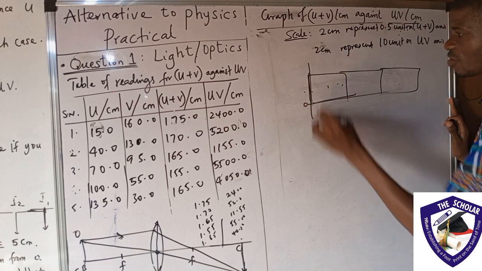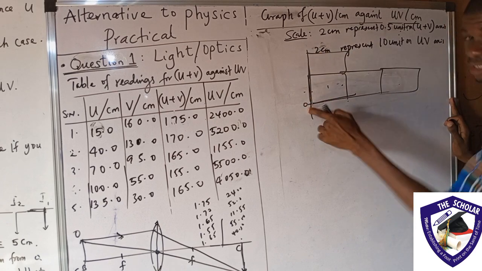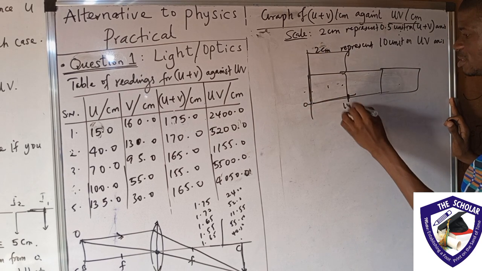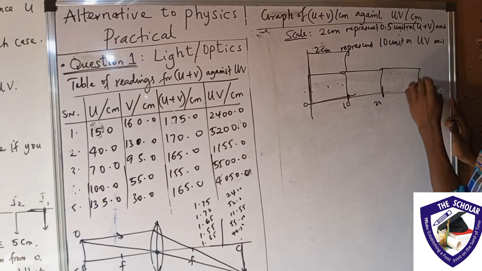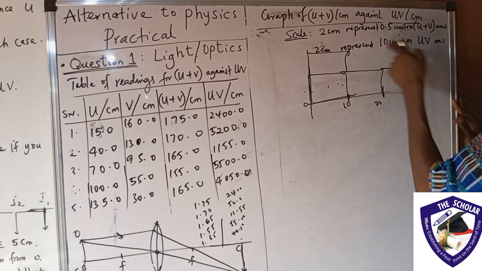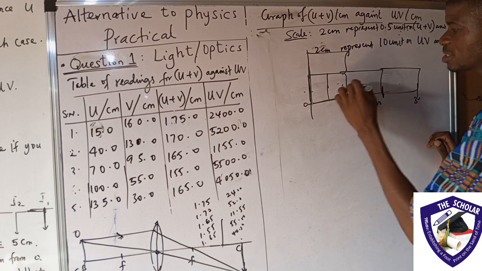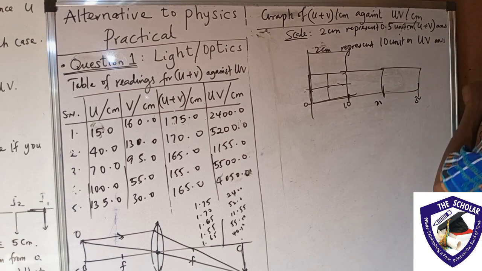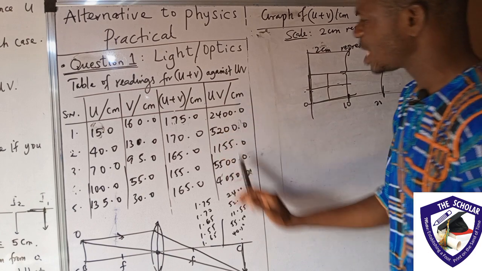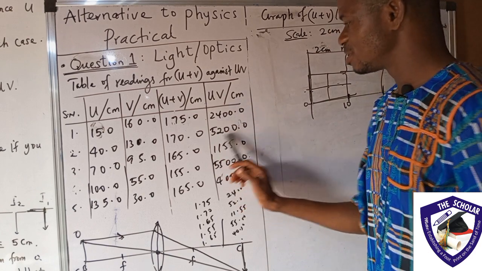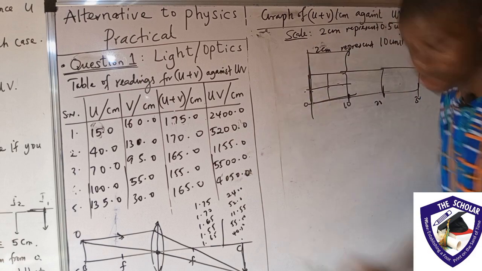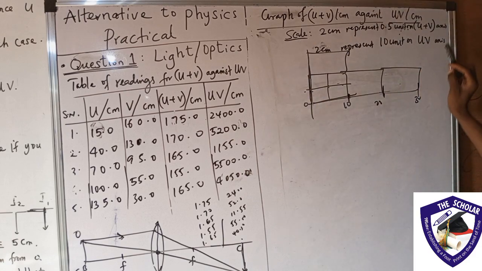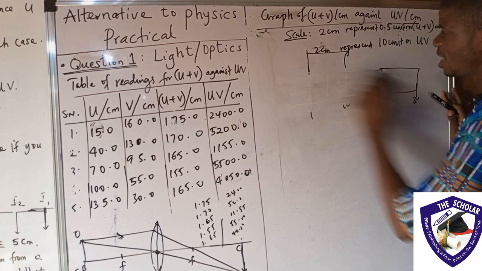If you are starting from the origin, this is 0. The next point will be 10, the next one 20, the next one 30. That's the meaning of it, because one box here is 2 centimeters. So 10, 20, 30, and you continue up to the level you have. But remember that your values here are 2,400, 5,200, so that's exactly what you are going to use. This one is just to give you an idea of picking the scale. Now let's plot the graph.